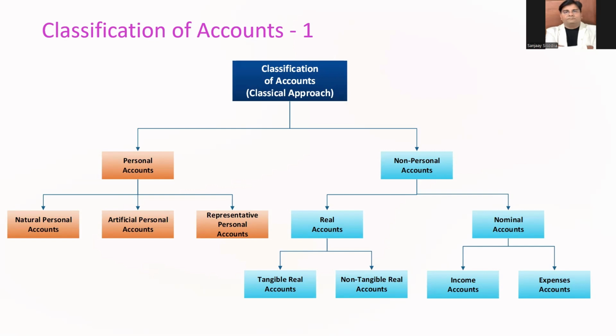One very important thing that you should keep in mind is that the nominal accounts are closed at the end of every accounting period, and their balances are not carried forward to the next accounting period, whereas the personal accounts and real accounts are not closed at the end of the accounting period, and if they have any balance, that is carried forward to the next accounting period.